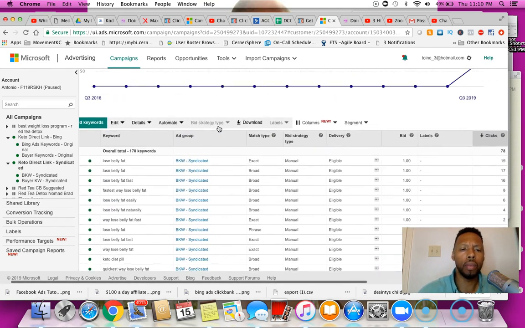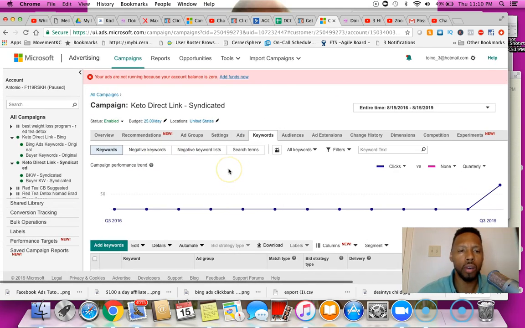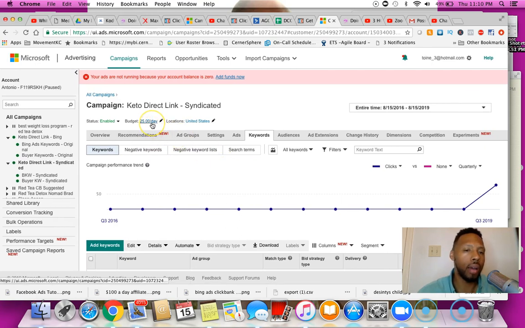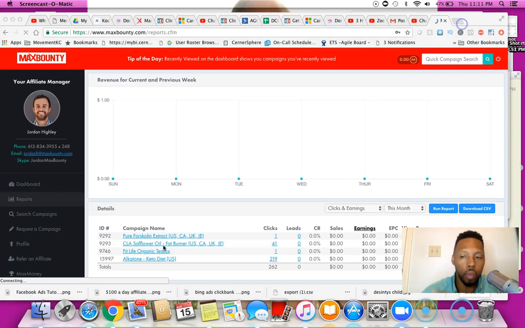So now you've seen all my keywords there on the left hand side. I'm doing $25 per day per campaign, which means I'm spending $50 per day total, because I got this campaign running and I got this campaign running. And what we were running, I just went ahead and logged into Maxbounty real quick. I pressed pause and now voila, we're here.